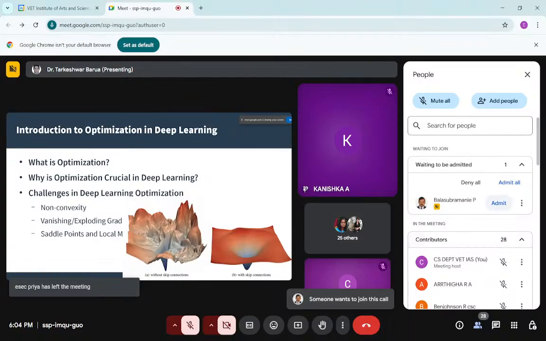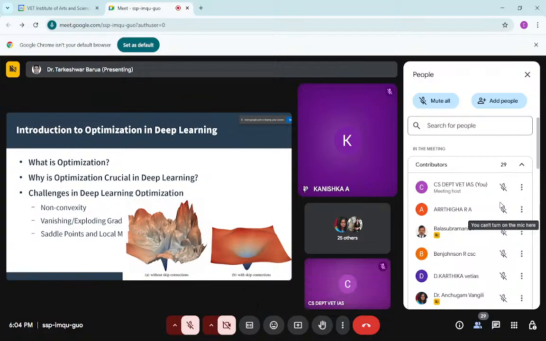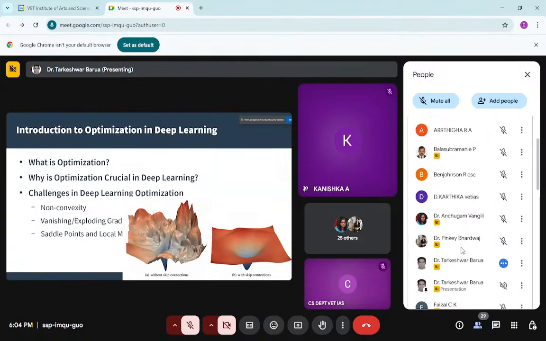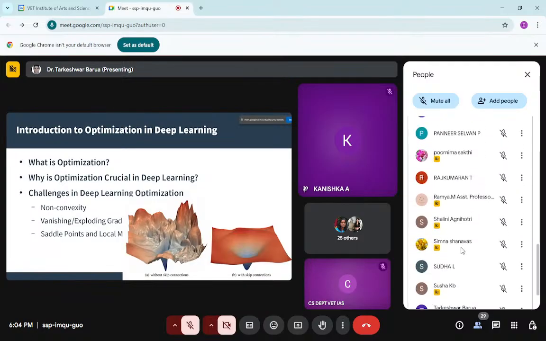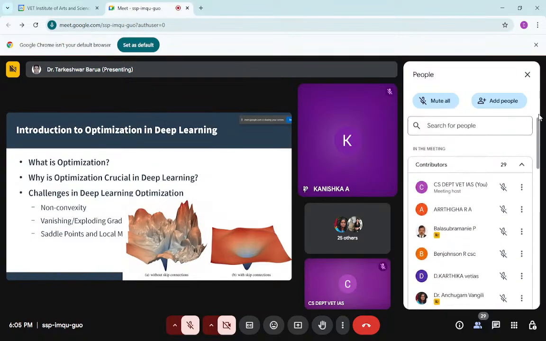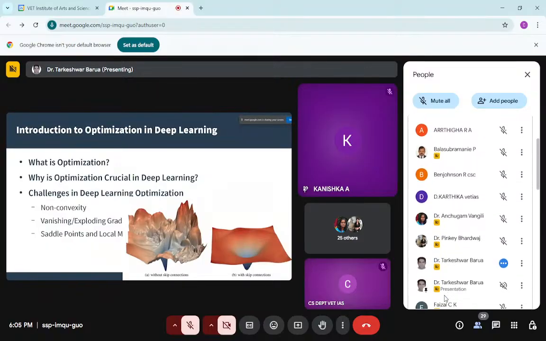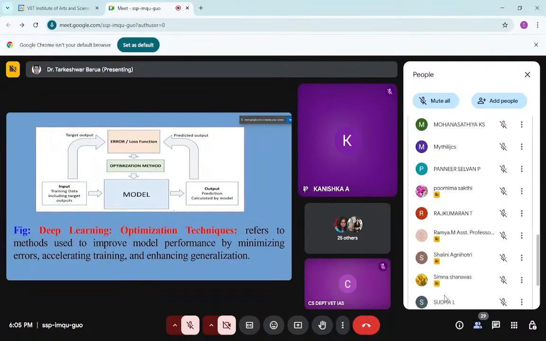So in this FDP, we are going to discuss optimization and what are the basic steps, what are the algorithms we are using to optimize our models. The very popular one is gradient descent, and how to optimize it, and what are the challenges we face in the industry or in academia. So let's proceed. So this is the architecture we follow.